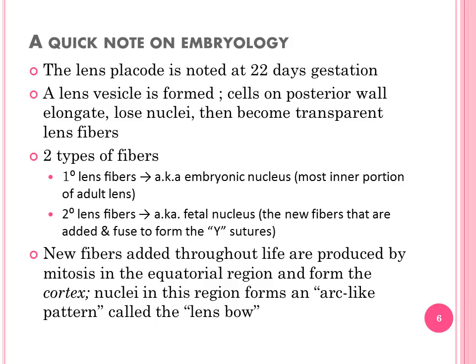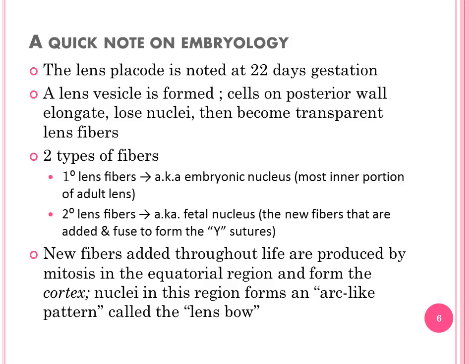Okay, so a lens vesicle forms. Cells on the posterior wall of the lens elongate forward. Okay, so they're moving anterior. They lose nuclei, and then they become transparent lens fibers. I don't want to really get into the details other than that is how the fibers come to be. Now we're going to break it down into 2 types of fibers. So we have primary lens fibers, we have secondary lens fibers.